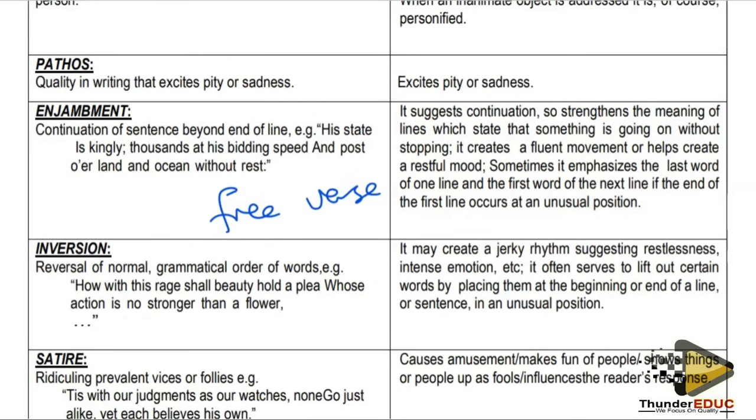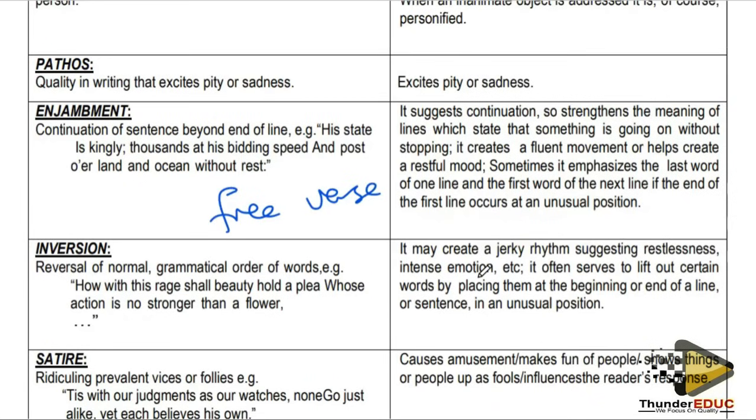When we have inversion, this is reversal of normal grammatical order of words. When we say normal grammatical order of words, we're talking about how with this rage shall beauty hold a plea. Shakespearean language is usually our reverse anyway. So we're saying how with this rage shall beauty hold a plea, whose action is no stronger than a flower. Now we must understand the word order is wrong, and therefore it creates something which is grammatically different. That reversal of grammar and the order of words is what we call inversion. So we must be on the lookout for it.